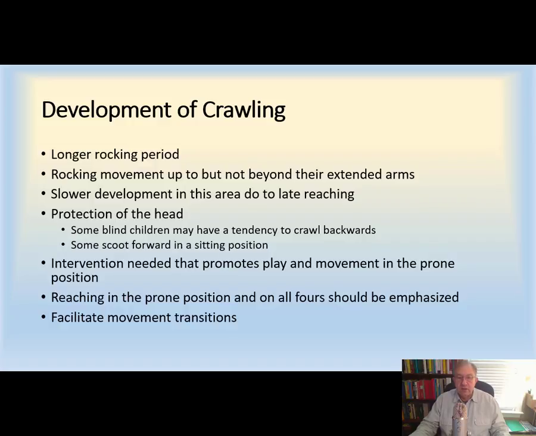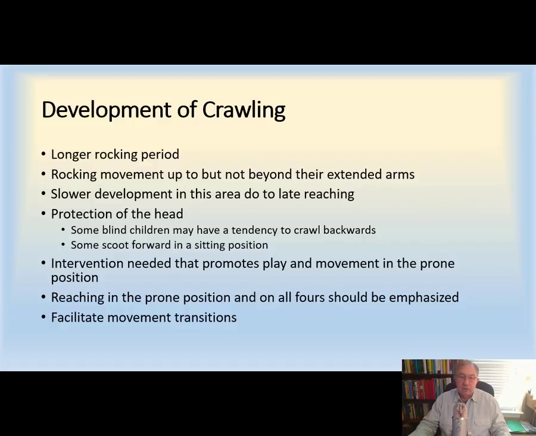And the slower development in this area may be due to blind infants reaching objects at a later period in time than sighted children do. They are reaching for objects that emit sound, and that may not start as early as for sighted children who are reaching for what they see.